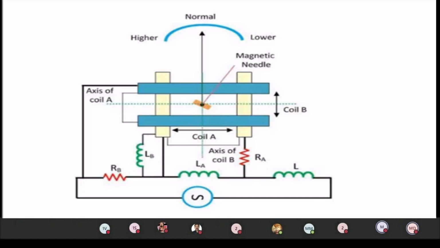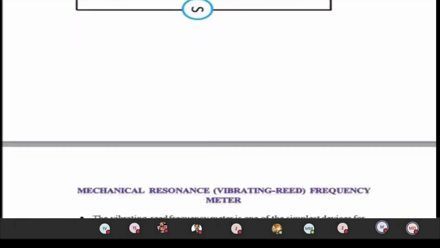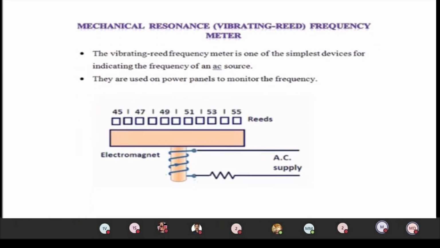Okay, next we can see the second type. The second type is a mechanical resonance frequency meter. The other name for this is the vibrating reed type frequency meter. It is a famous meter which has been used in power panels.